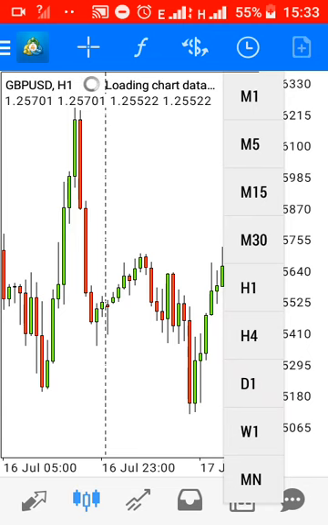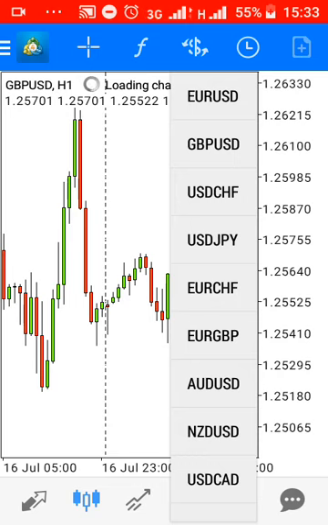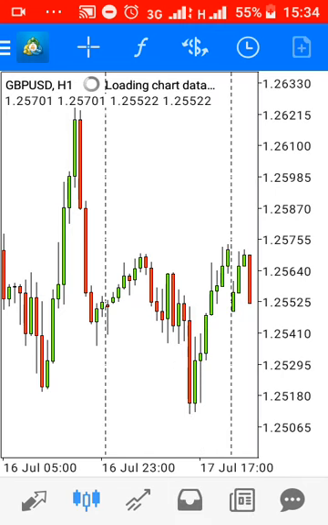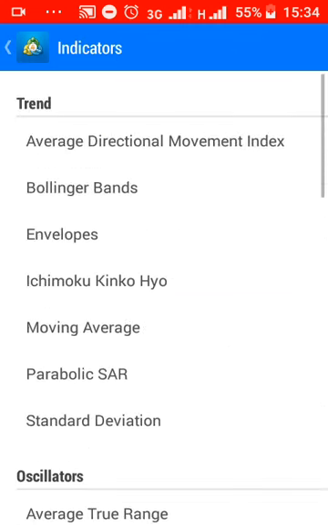Then you can see symbols, those codes, those pairs. You can select the pair that you want. And then we have F, functions or indicators. You can select indicators that you want, and we will have a video that explains some useful indicators.